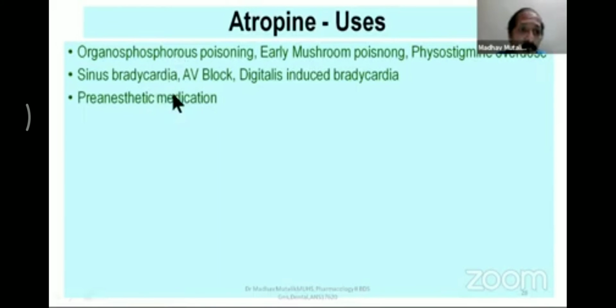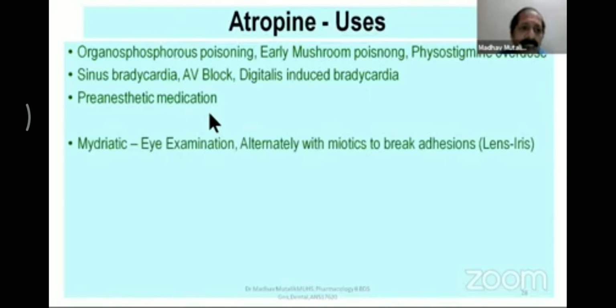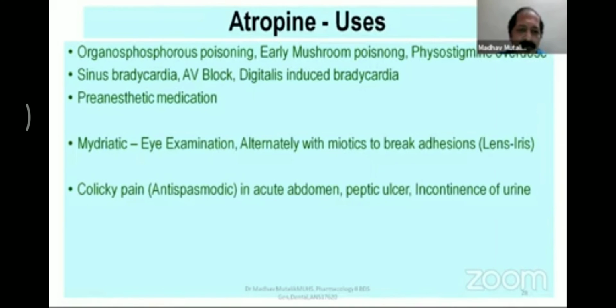These are two important issues, plus it relaxes all the smooth muscles. Next, it can be used as a mydriatic for eye examination, and it can be used alternatively with miotics to break the adhesions between the lens and iris. And atropine is, of course, antispasmodic because it relaxes all the smooth muscle of the gastrointestinal tract, of the urinary tract. So we can also use it for incontinence of urine and renal colic.